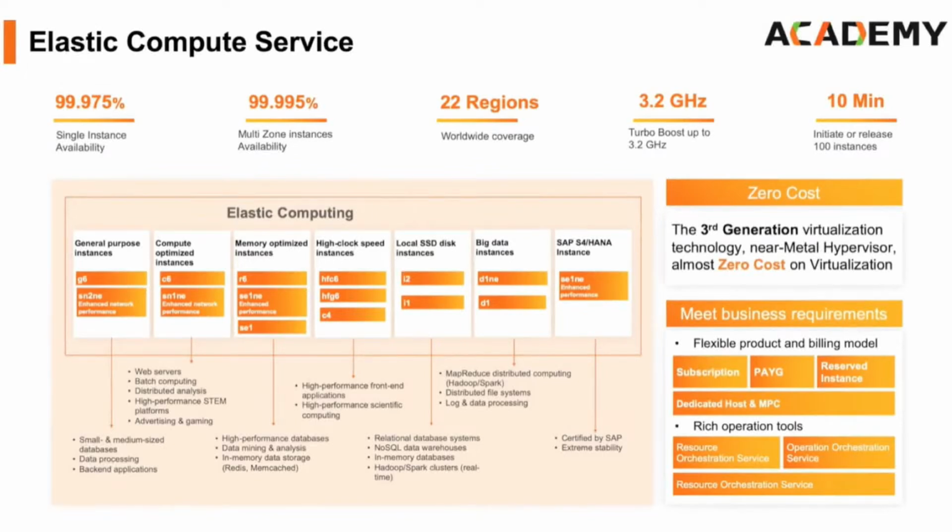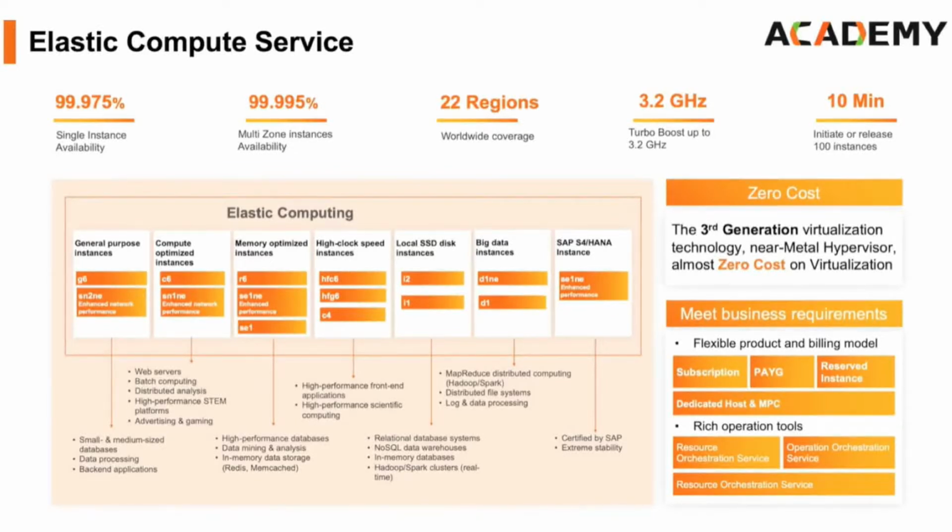And then we have the memory optimized instances, which are used for high performance databases, data mining and analysis, in-memory data storage. And then for high clock speed instances, they are used for high performance front end applications, and then for scientific computing, for managing huge databases for scientific purpose.